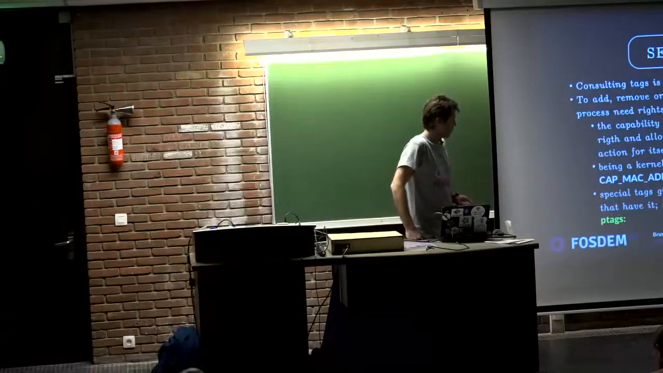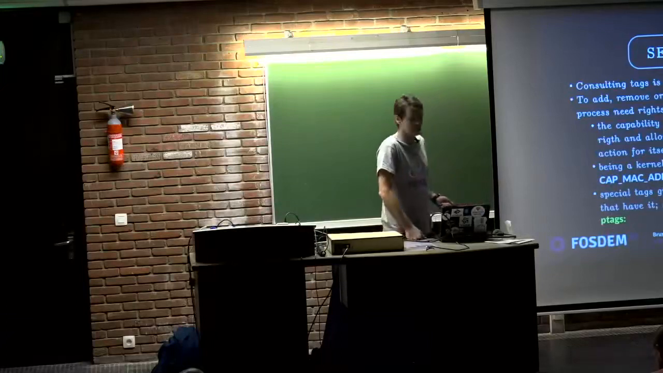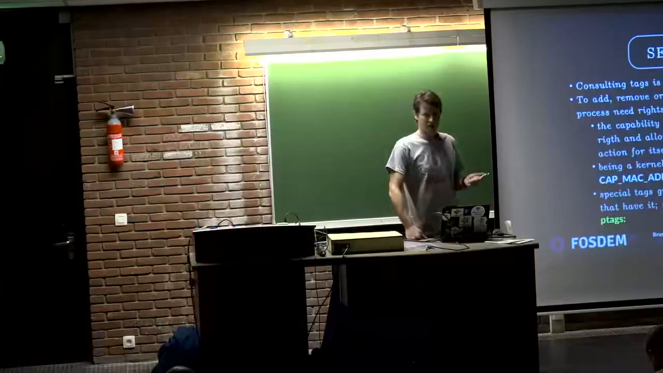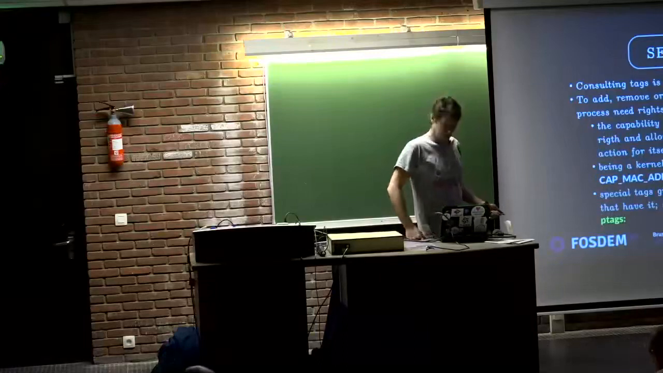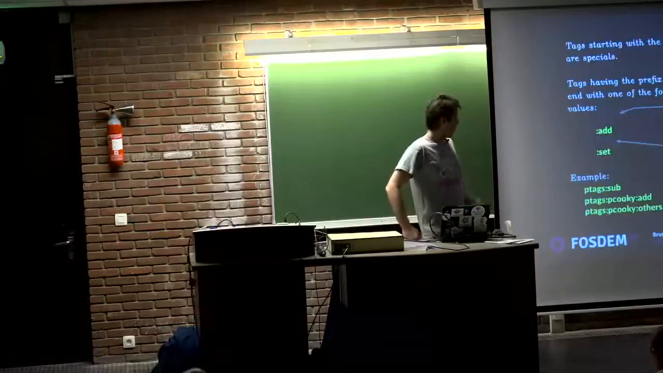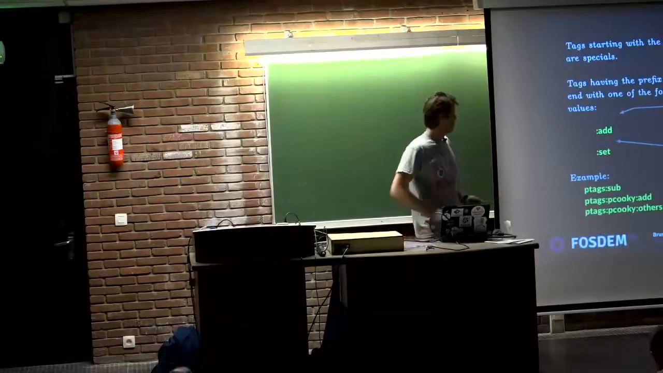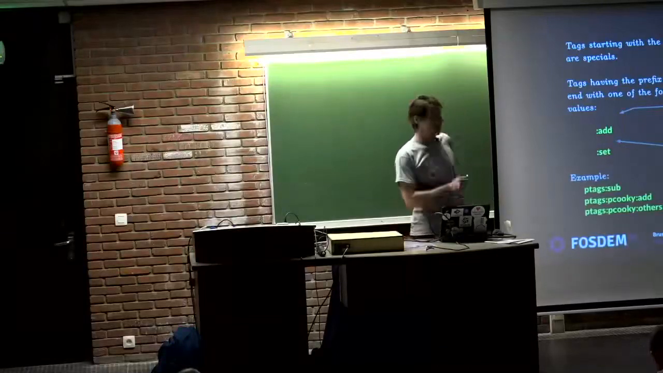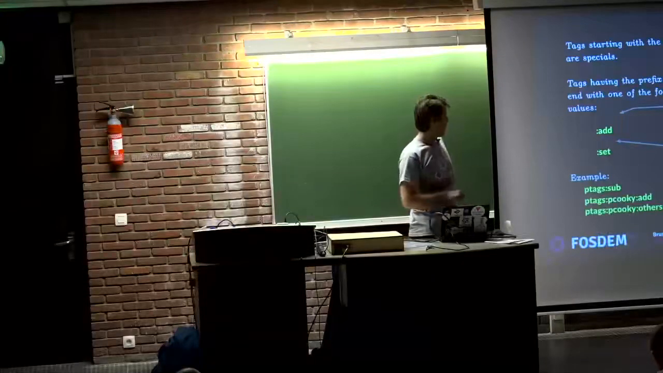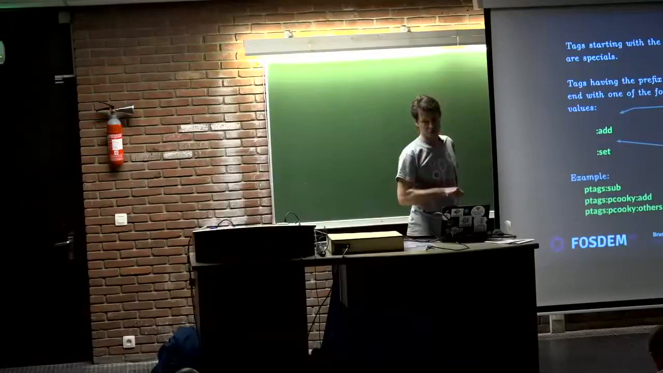There is a way of dealing without capabilities, which is to use the prefix PTags on tags. So if a process has special tagging, that means starting with PTags, it can add, it can sub, it can set, it can also manage other processes. So these are the basic actions that you can perform: adding a tag, removing a tag, setting the value of a tag, changing the tags of another process.